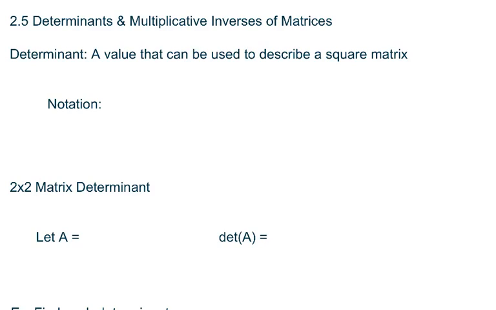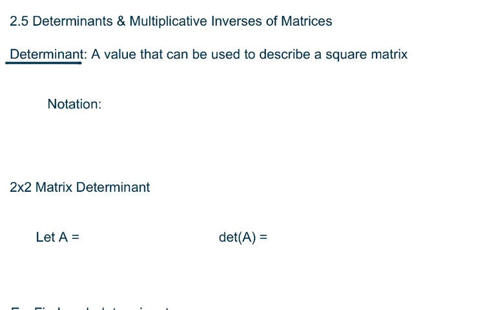Section 2.5, determinant and multiplicative inverses of matrices. We're going to start with a vocabulary term here. That would be determinant. It's basically a number that can be used to describe a square matrix. We're not really going to use determinants to describe it, other than we're going to need to find it for what we're going to be doing in this section.